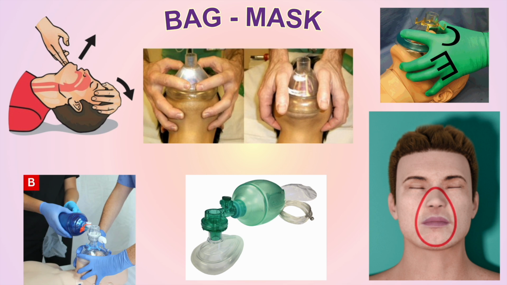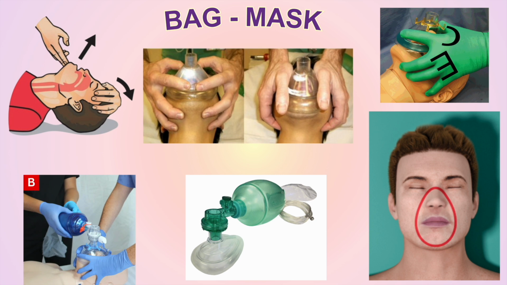There are 3 fingers for the letter E. These fingers will open the airway and press the face to the mask. We will squeeze the bag with the other hand while watching for chest rise. Deliver each breath over 1 second with or without the use of supplemental oxygen.